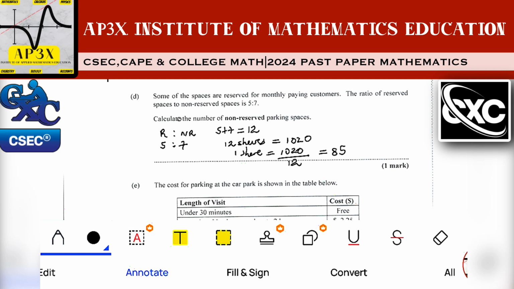Now the question specifically asked to calculate the number of non-reserve, and non-reserve is 7, so that's going to be 7 multiplied by 85, and so that is equal to 85 multiplied by 7, that gives us 595.